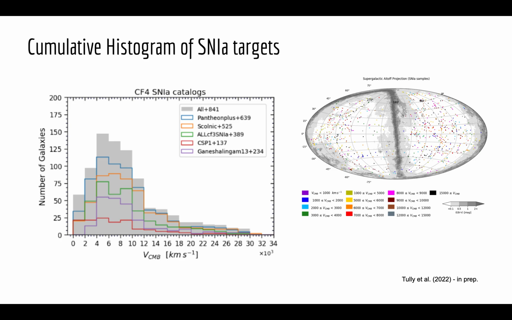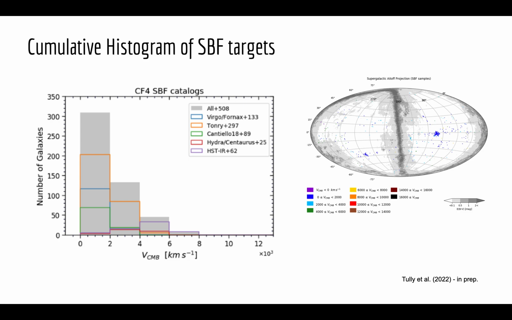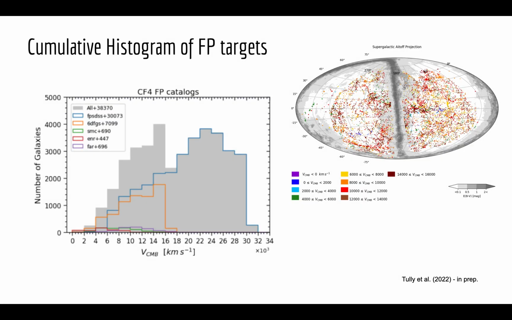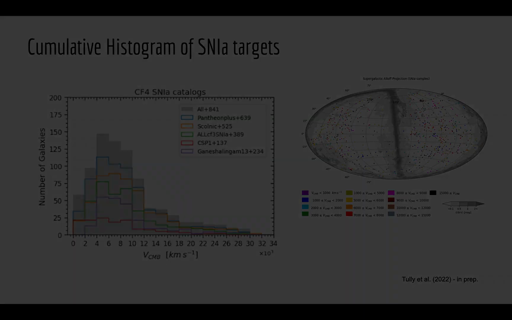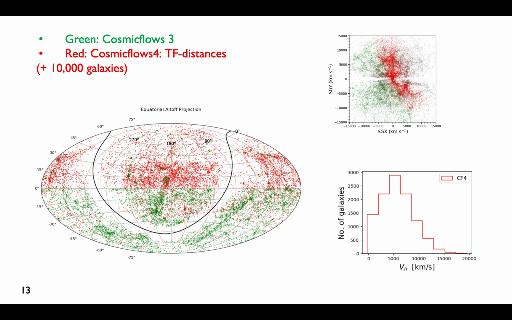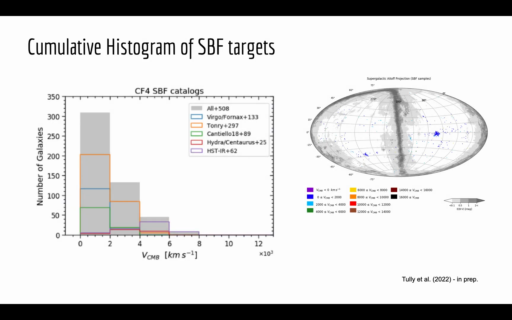Here I am plotting supernova type 1a distances that we have. The distribution of the galaxies are not that different. We ended up with 800 galaxies in our supernova sample, and SBF also is a harder method for distance measurement, and we don't have many galaxies in our SBF sample. We have only 500. I don't have TRGB here, but TRGB has only another like 800 galaxies, and when we add all of these galaxies to each other, we end up with 50,000 galaxies in our Cosmicflows-4 sample.